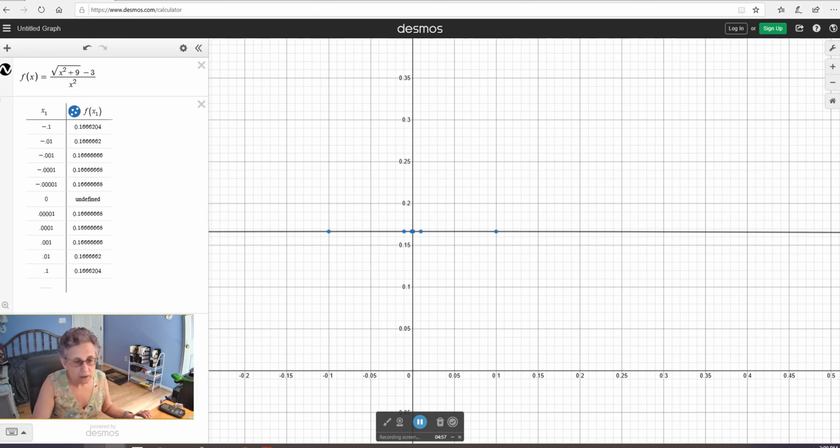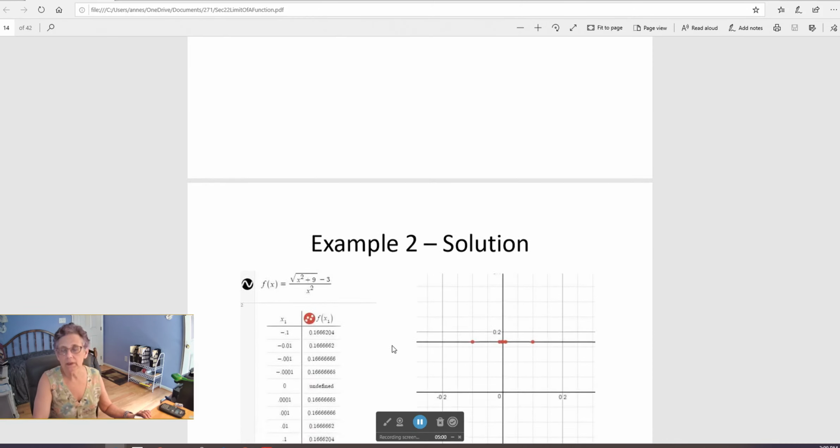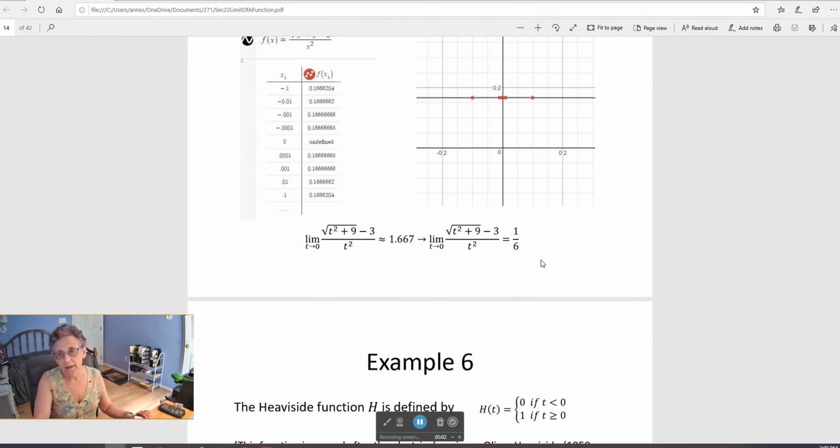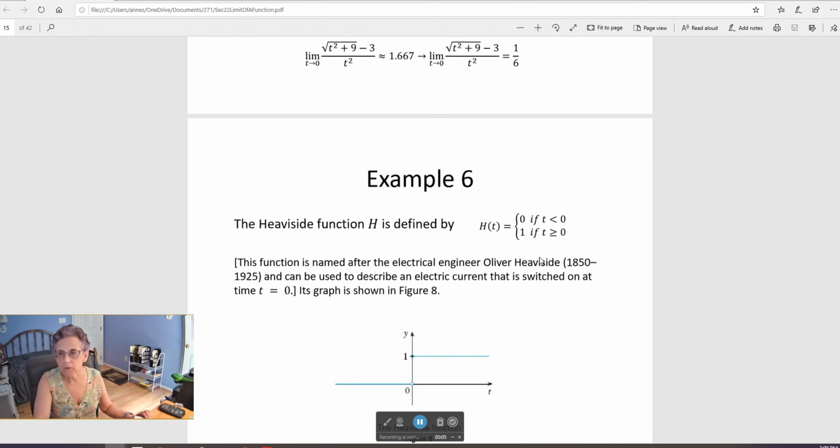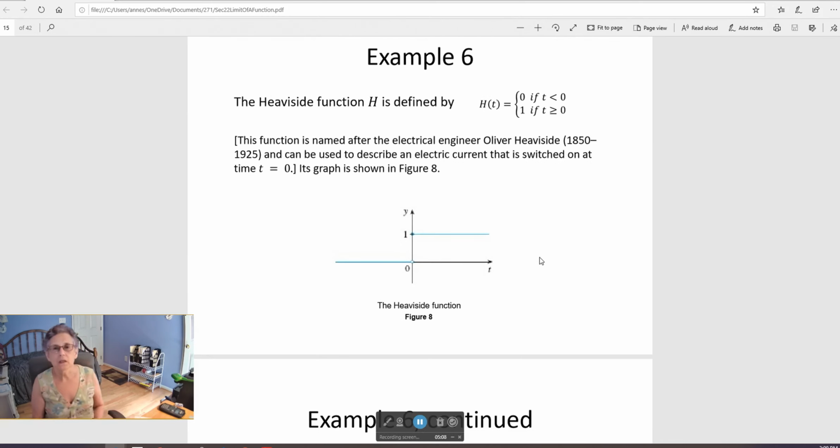Now let's go back to our PowerPoint. There's the pretty picture, and that happens to be equal to 1/6. Example 6 introduces us to a function called the Heaviside function. It's named after a person named Heaviside. I thought it was because it looks like this side is heavier than that side, but no, there's really Oliver Heaviside. It's used to describe whether a current is off or on, and it's turned on at time 0. So it's off until time 0, and then it's turned on.